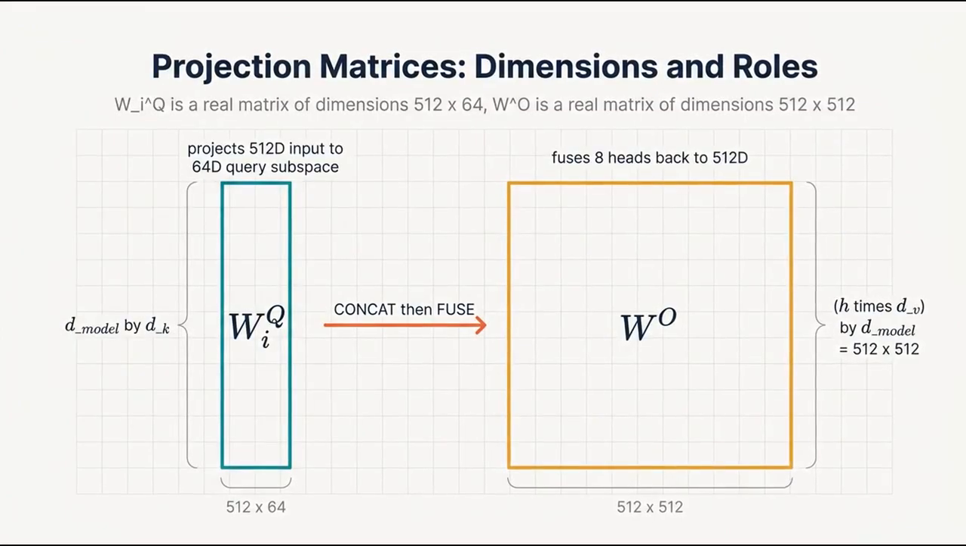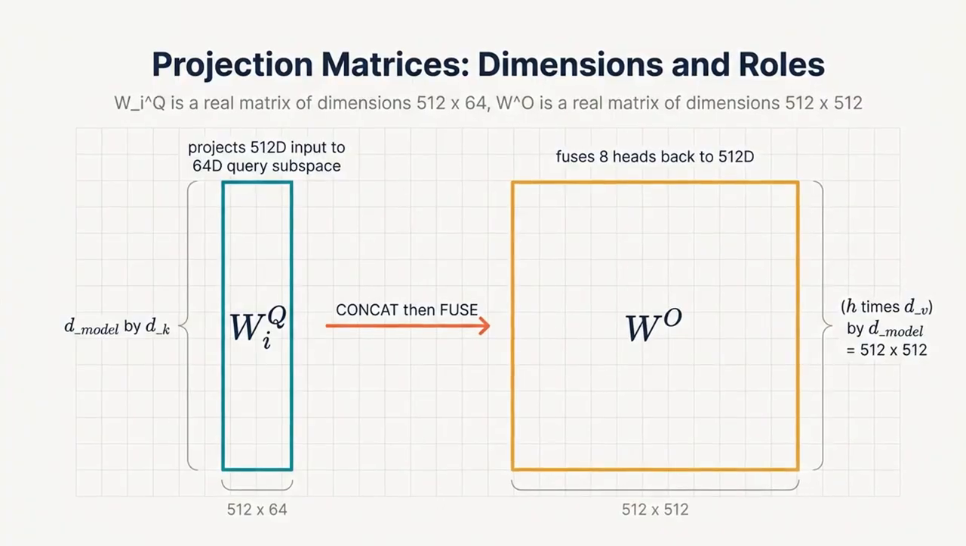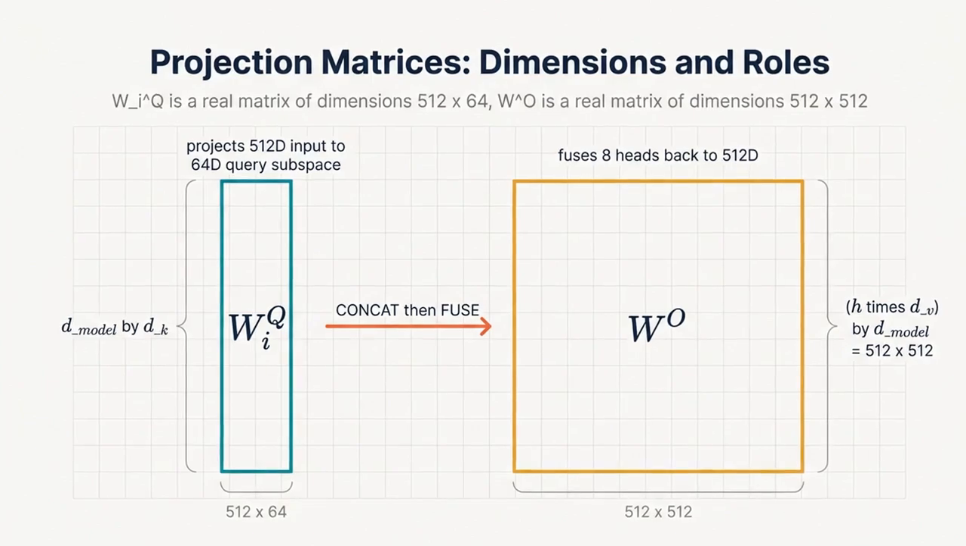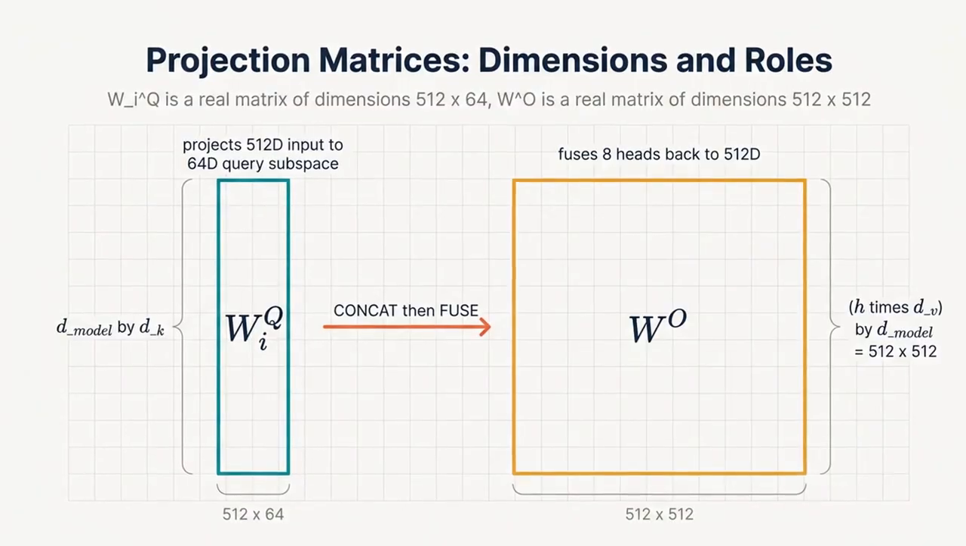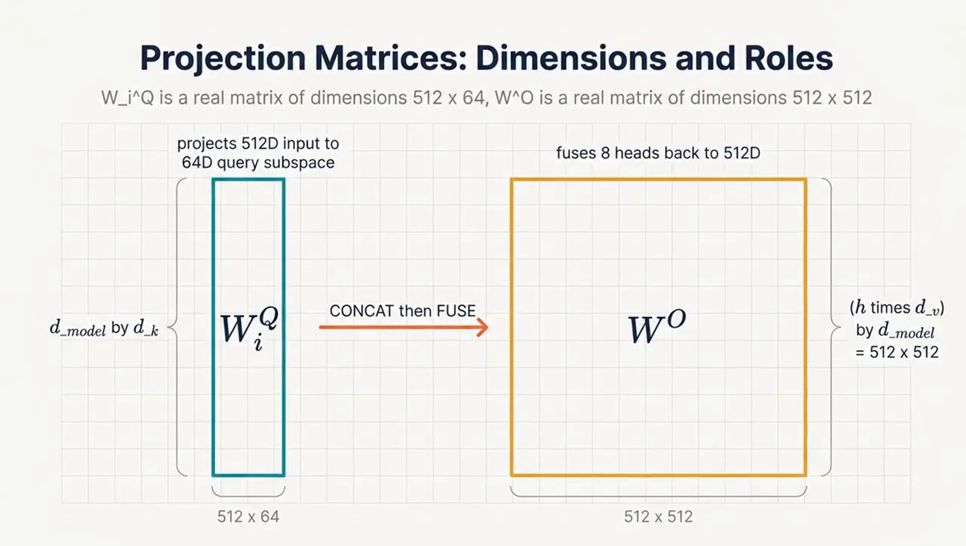If the input vector has a dimension of d_model equals 512, and we project it to d_k equals 64, the projection matrix will have dimensions of 512 by 64. Once each head has calculated its attention using these projected matrices, the outputs are concatenated.